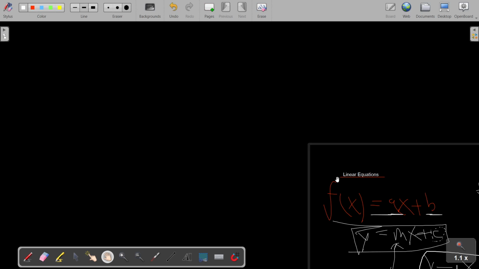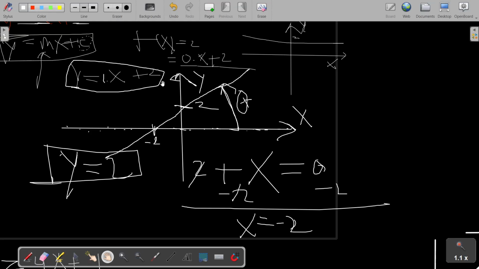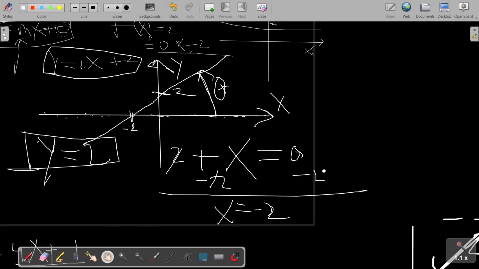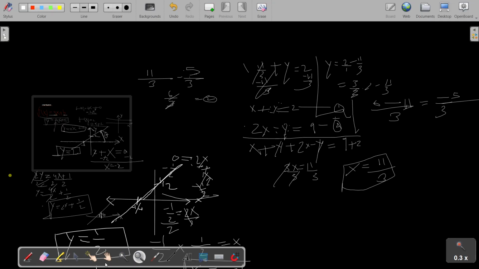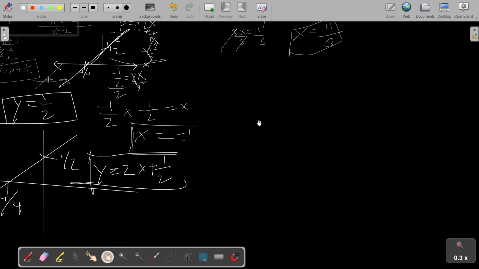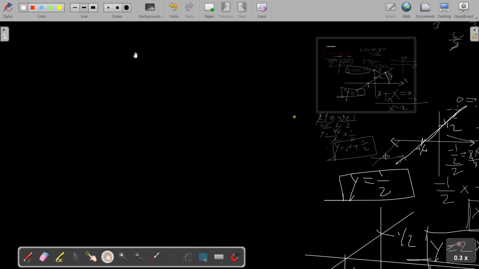So we have talked about linear equations and the general form of the linear equation, and two examples. This is also a linear equation, this is also a linear equation, and I have taught you how to draw the graphs of straight lines. These two examples are more than enough. Now we can draw any line in the 2D plane, in the Cartesian plane.